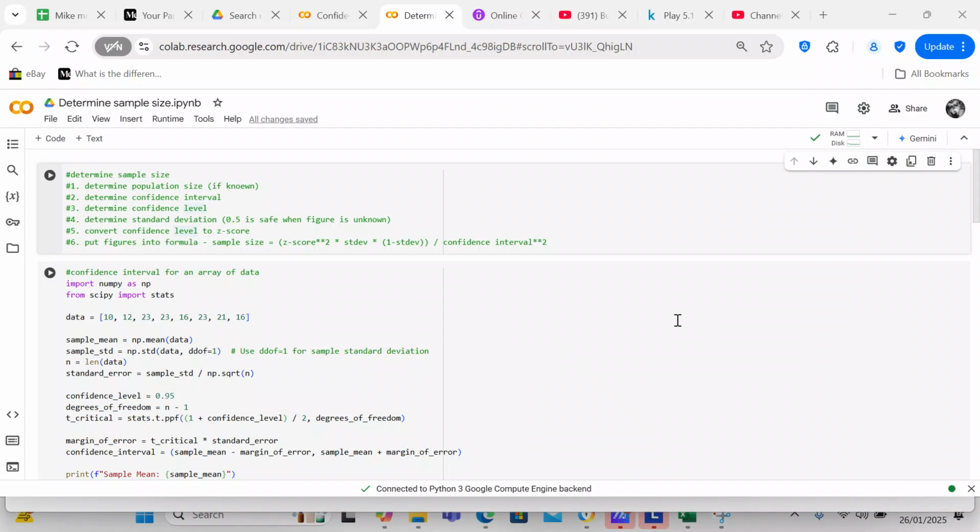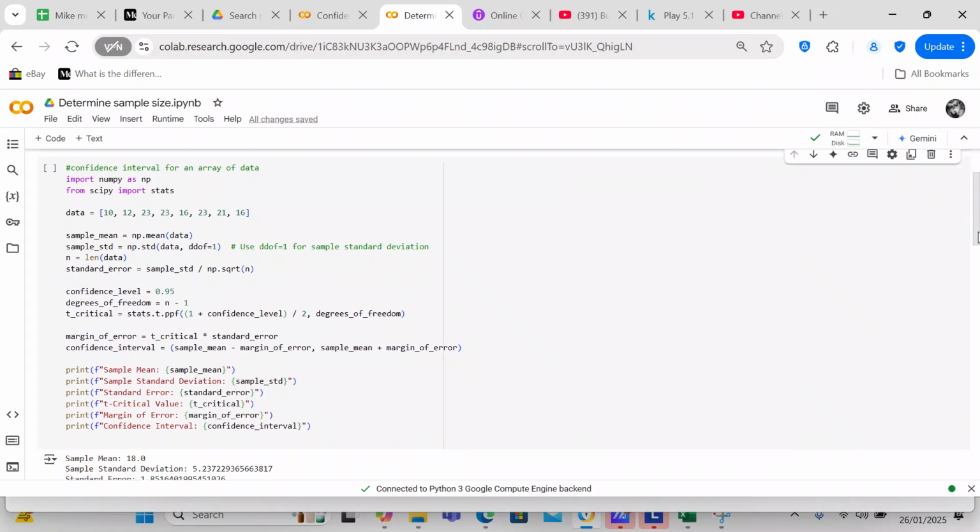First, I want to talk to you about the steps involved in determining your sample size. Number one, you determine the population size if known. Two, you determine your confidence interval. Three, you determine your confidence level. Four, you determine standard deviation, and 0.5 is safe when the figure is unknown. Five, you convert your confidence level to a z-score. And six, you put your figures into a formula, which gives you a sample size formula that you can use.